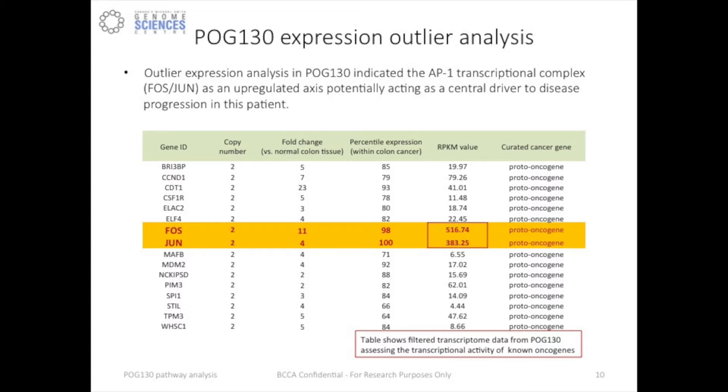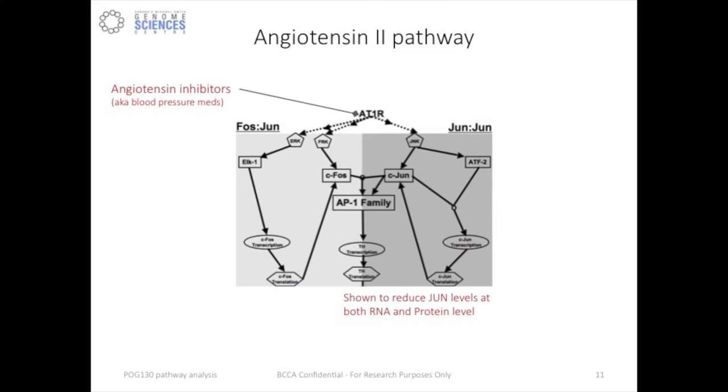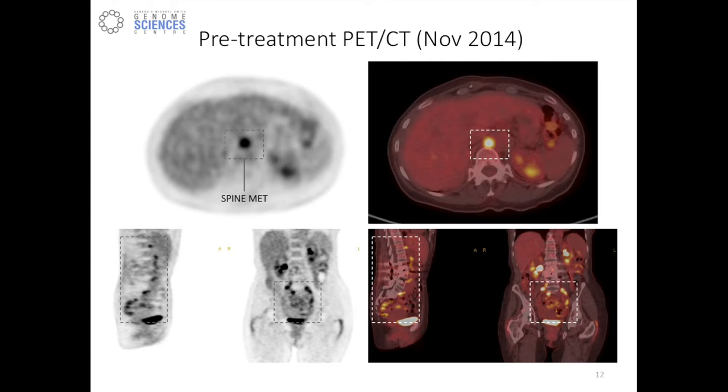Then we can look at where these genes lie. Would they lie downstream of the angiotensin receptor pathway? The angiotensin receptor is a therapeutically amenable receptor, but typically, of course, used as a blood pressure medication. The clinician thought that the risk of trying this drug would be low, compared to the potential benefit.